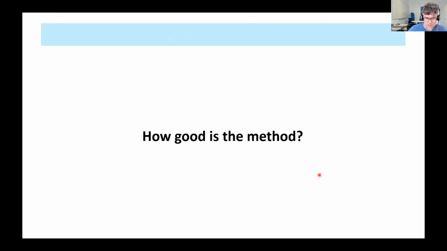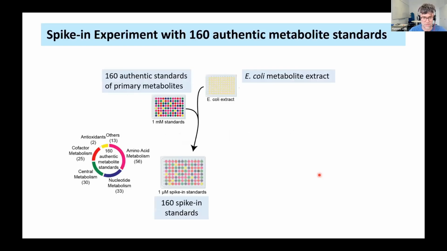So the question is, how good is the method? As I said, we made a stress test for that method, or we tested how good it is, how selective it is. What we did is we used authentic standards, 160 authentic standards of E. coli metabolites, mostly metabolites from primary metabolism.